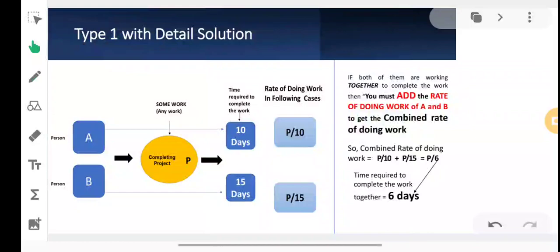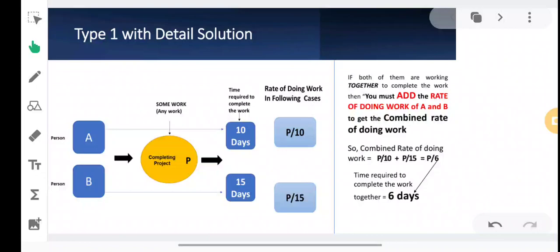Here their rate of doing work increases because of the addition of both the rates. So the total time required to complete the work reduces because time and work are in inverse proportion. Just like if we increase the speed of a vehicle, we require less time to travel the distance.